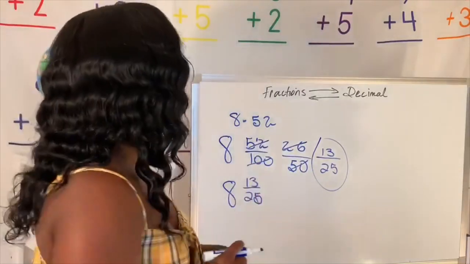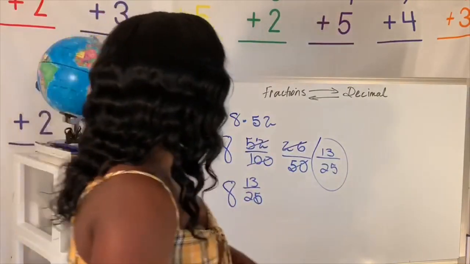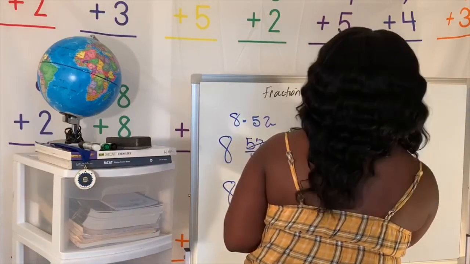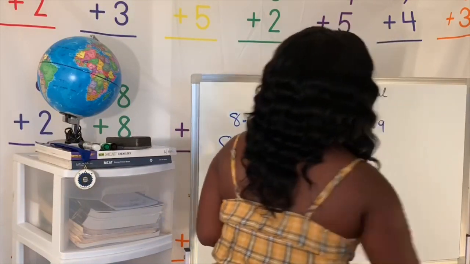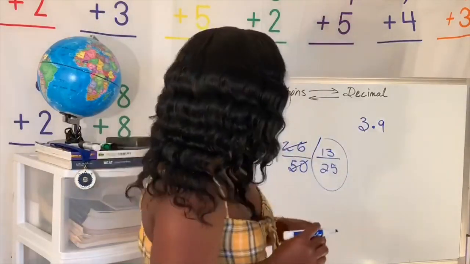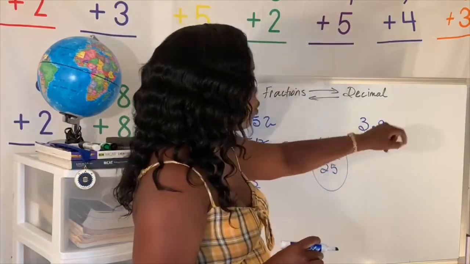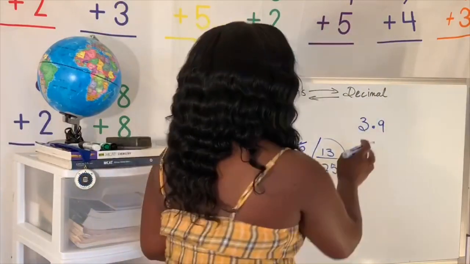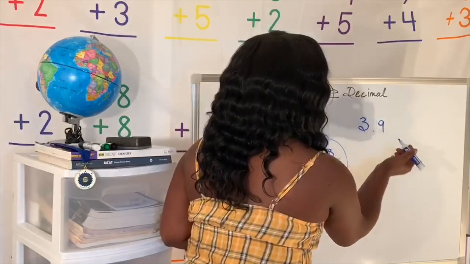Let's do one last example, and then we'll wrap things up. So say, for example, we had 3.9. And we wanted to convert 3.9 back to a fraction. So again, 3 is our whole number. We have the point, and then, of course, we have 9. So here we have 3.9.